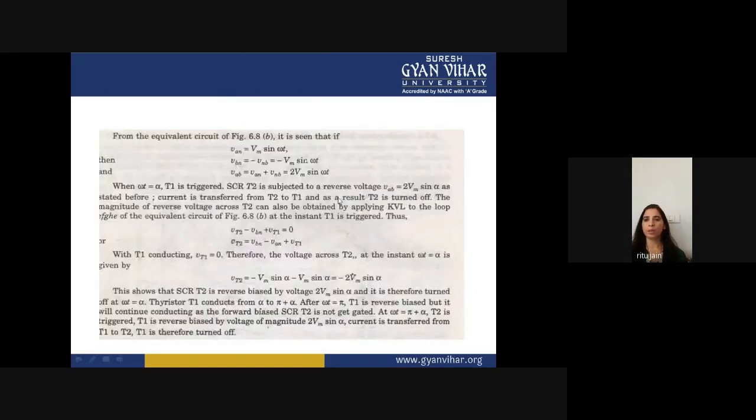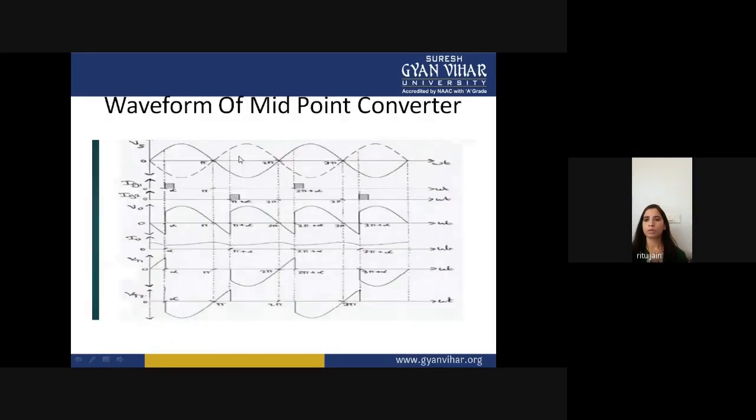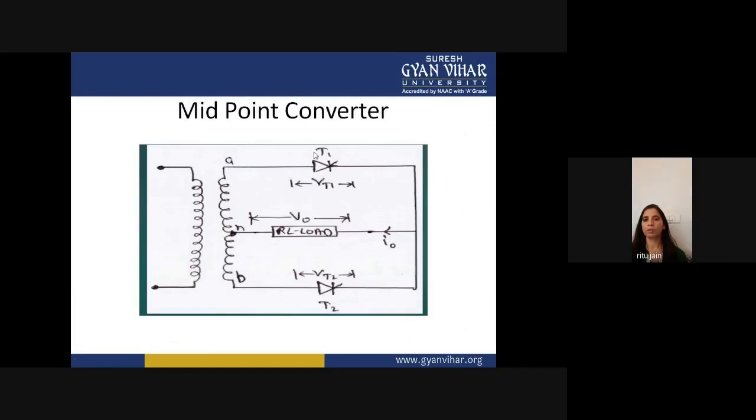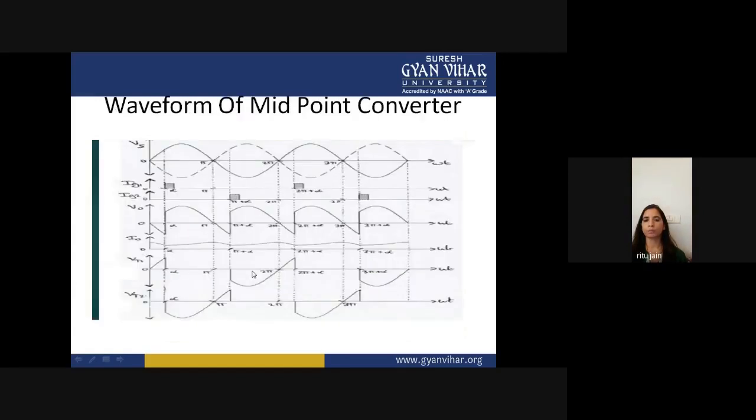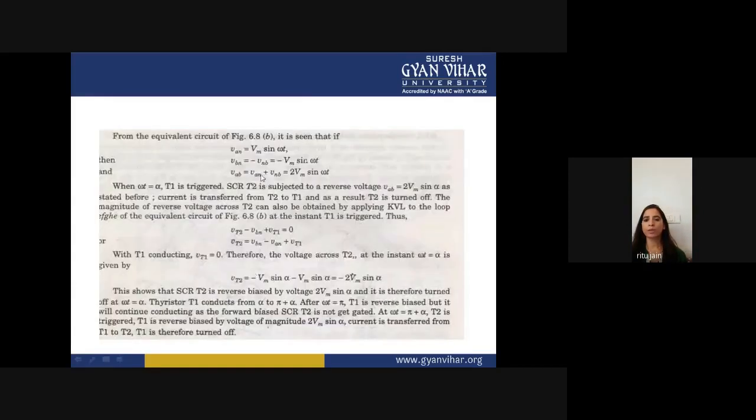Now these are very important equations for this midpoint type converter. Suppose this is your point A and this is your point B. The voltage across these two points is called VAN, and the voltage across these points is called VBN. So from this equation, you can see that VAN is equal to Vm sine omega t and VBN is equal to minus VAN.